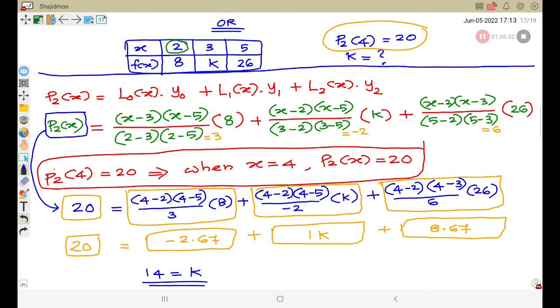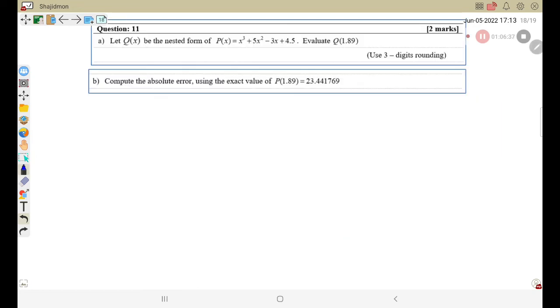Now we will go to the last question. Question number 11. Let q of x be the nested form of p of x equal to x power 3 plus 5x power 2 minus 3x plus 4.5. Evaluate the q value at 1.89 using 3 digits rounding.